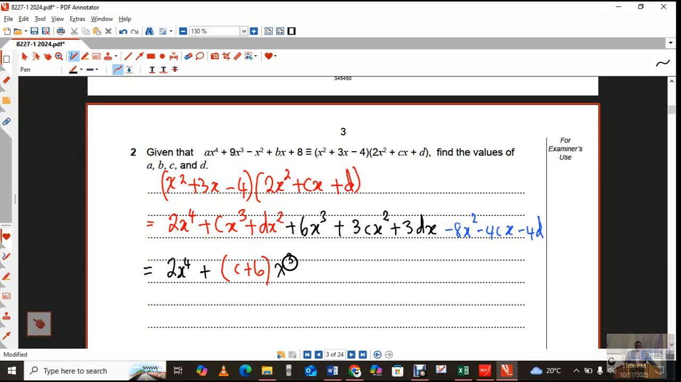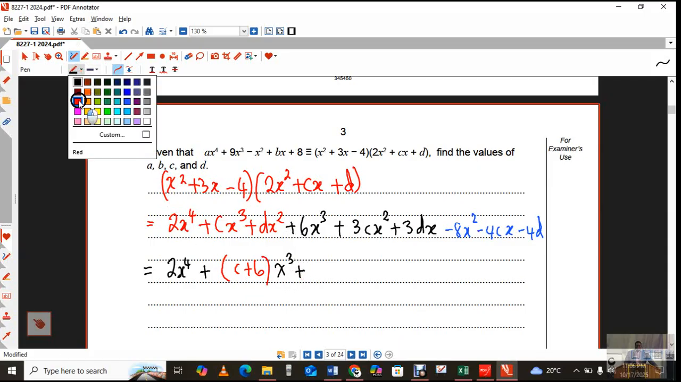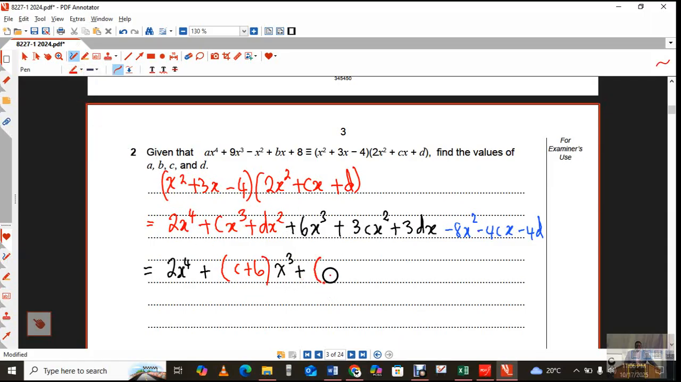Once I'm done with that, I'm going to take the terms that contain the x squared. So let's look at the terms that contain the x squared. That is going to be this d that has the x squared, plus 3c, and then there's another one, minus 8. All these terms have the coefficient of x squared.